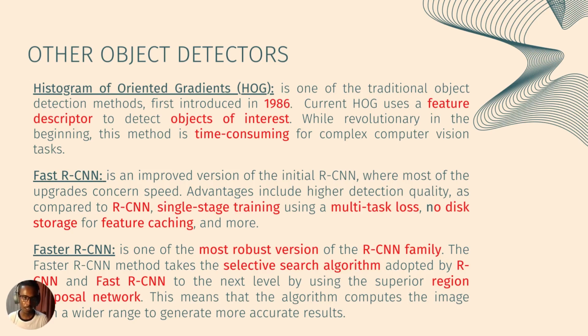Initially, the selective search algorithm was used in order to propose regions on an image in the RCNN. And in Faster RCNN, they replaced the selective search algorithm with a convolutional neural network in order to perform the region proposal. So that region proposal network is basically a neural network, and it can be trained and optimized. This means that the algorithm computes the image with a wider range to generate more accurate results.